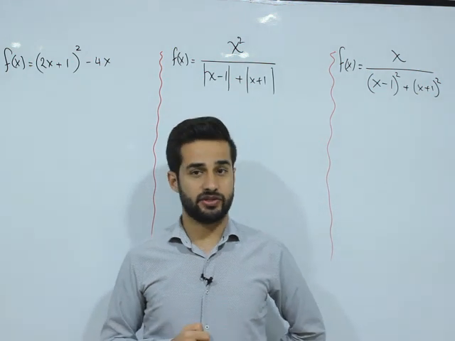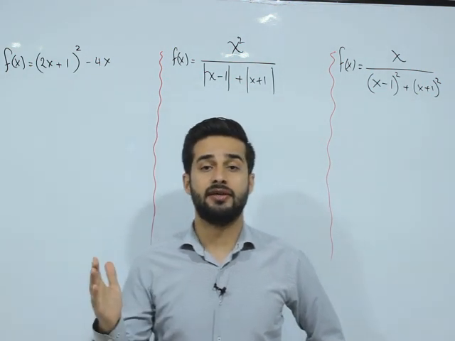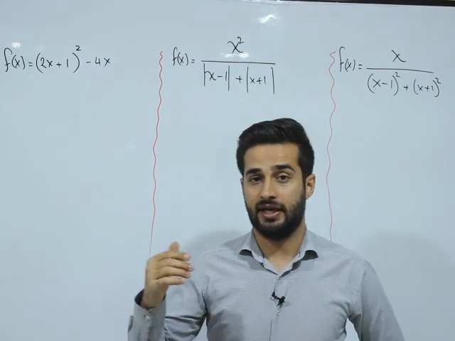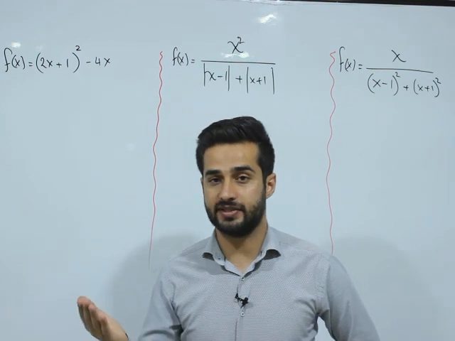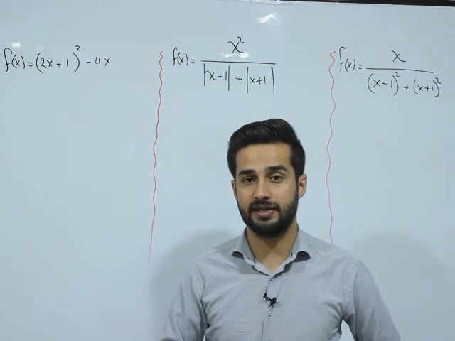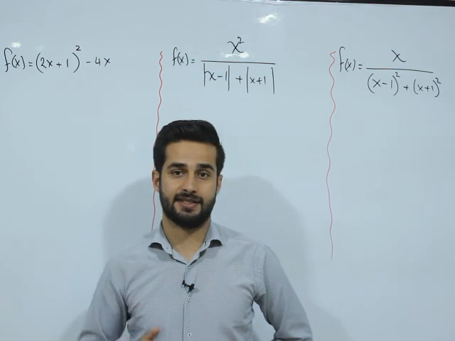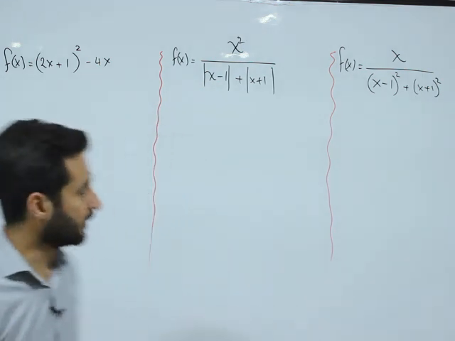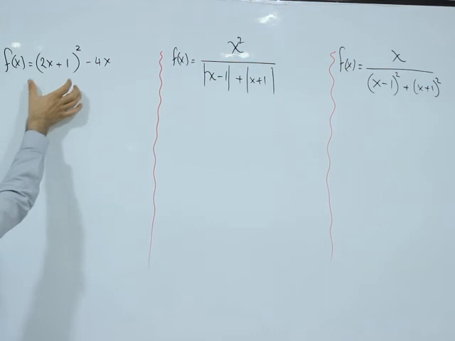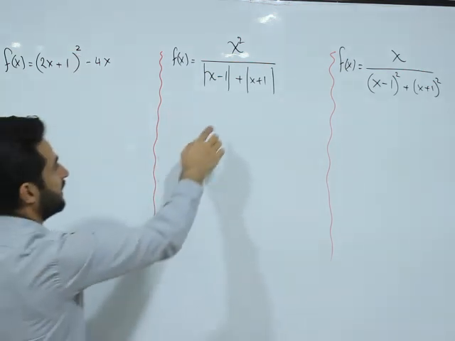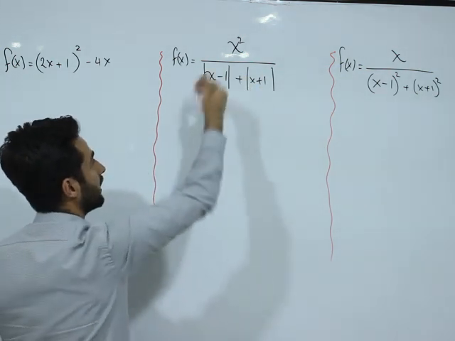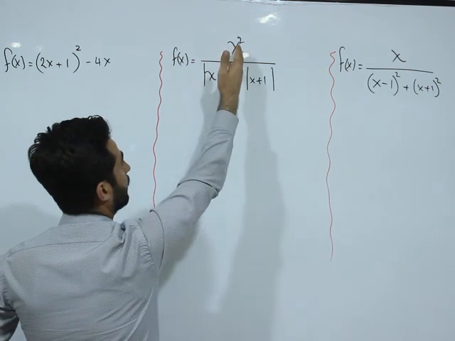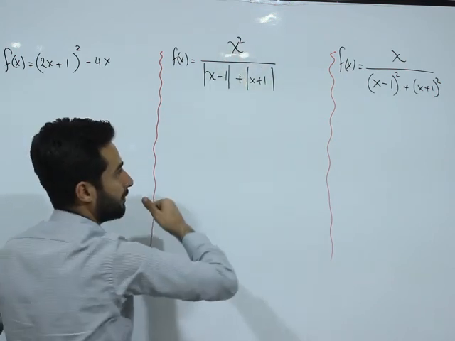Three amazing questions that you think mentally are not symmetric with respect to the y-axis or origin, but in reality they are. One of the questions is f of x equals (2x + 1) to the power 2 minus 4x, and the other one has an absolute value under a fraction, and the upper one has x squared, or maybe x to the power of 3 or x to the power of 1.